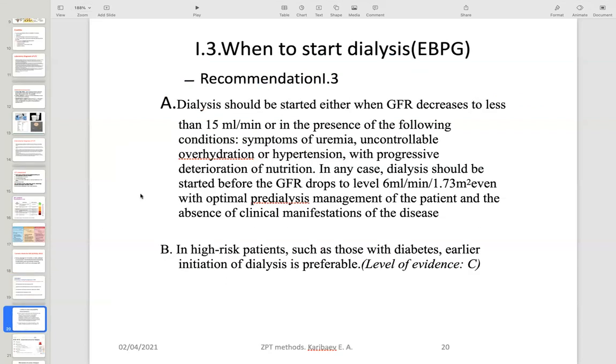So when to start dialysis? According to the recommendations, dialysis should be started either when GFR decreases to less than 15 milliliters per minute or in the presence of the following conditions, such as symptoms of uremia, uncontrollable overhydration or hypertension, with progressive deterioration of nutrition. In any case, dialysis should be started before the GFR drops to a level of 6 milliliters per minute, even with optimal pre-dialysis management of the patient and the absence of clinical manifestations of the disease. In high-risk patients, such as those with diabetes, earlier initiation of dialysis is preferable.